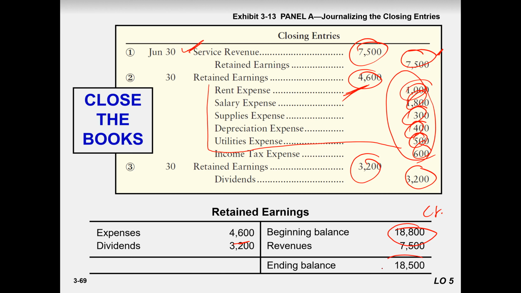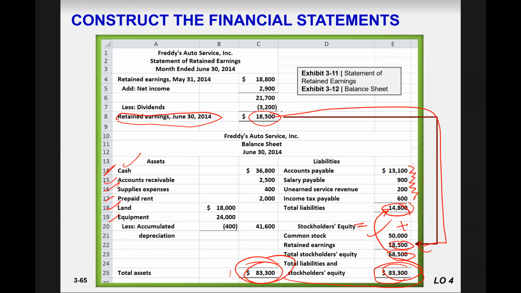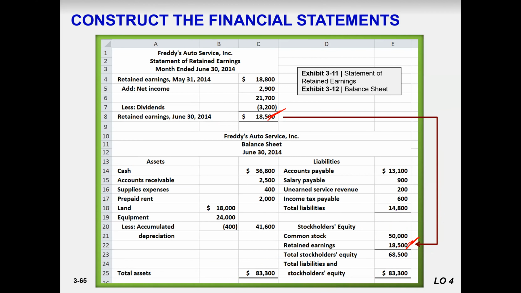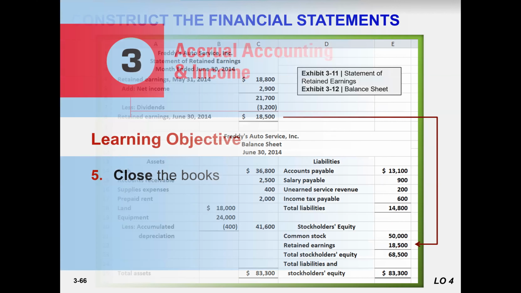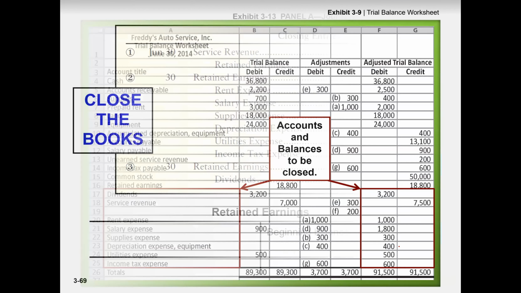So the ending balance will remain the same, 18,500. So if you go back to our retained earnings statement, the ending balance is the same as what we have constructed in our balance sheet. So in the balance sheet, here we go, 18,500, 18,500. So it means our books of income statement are closed.